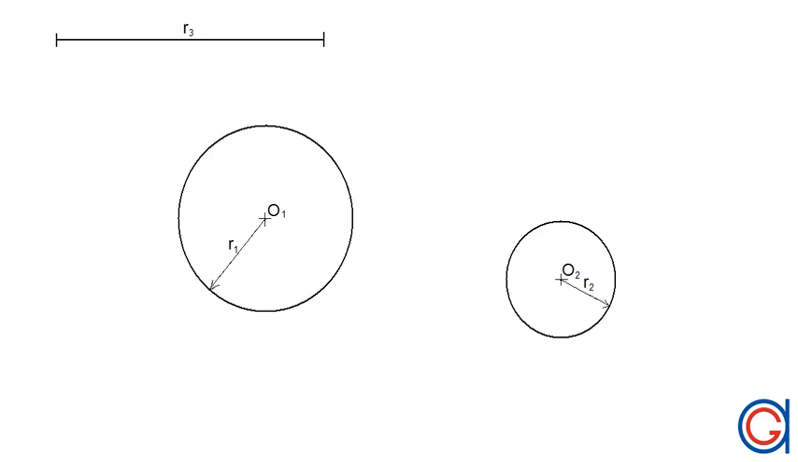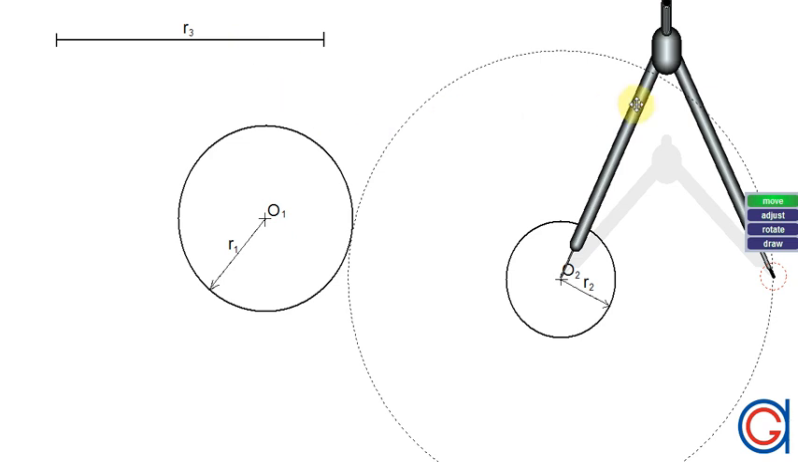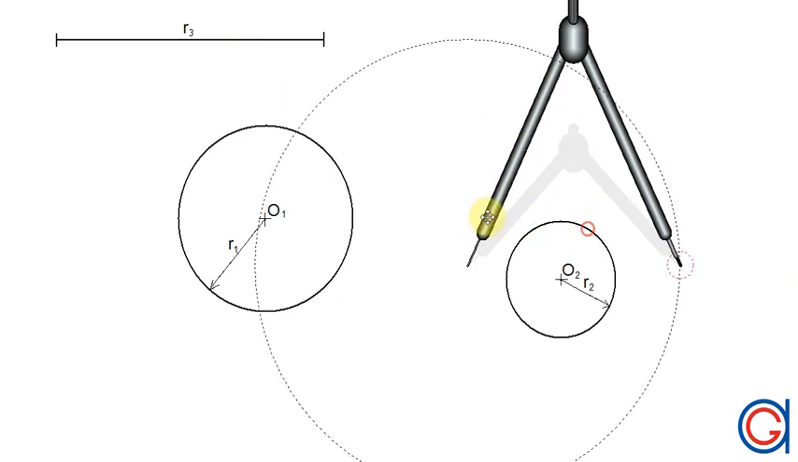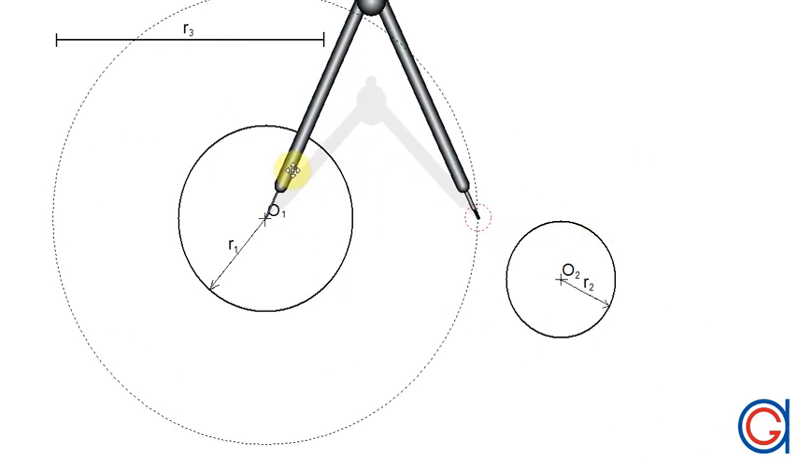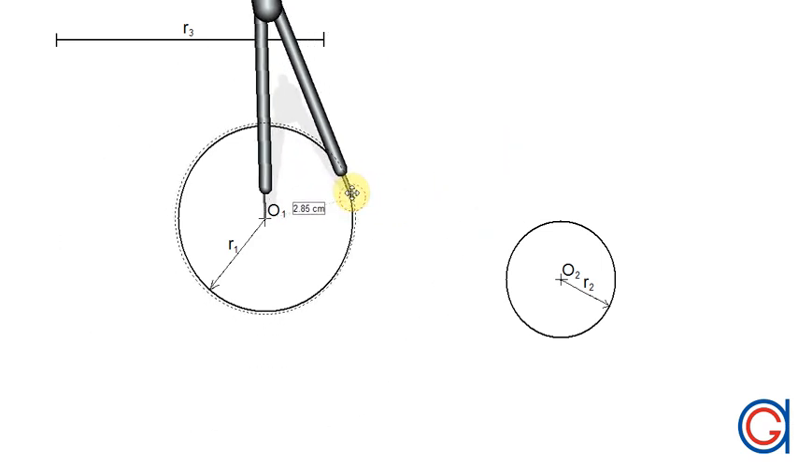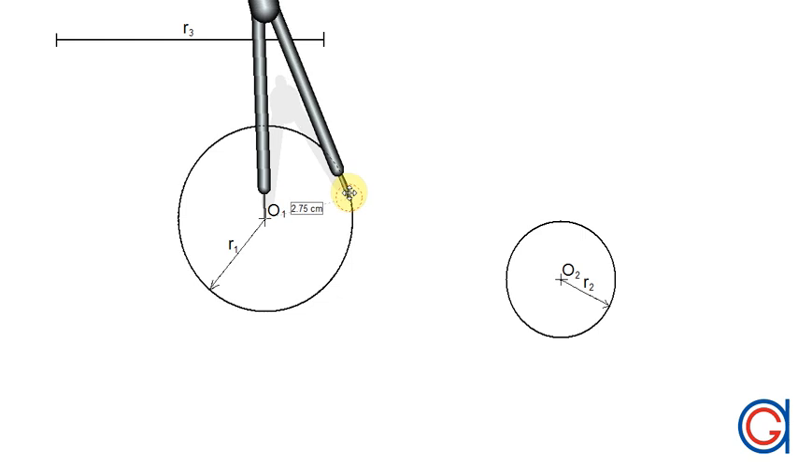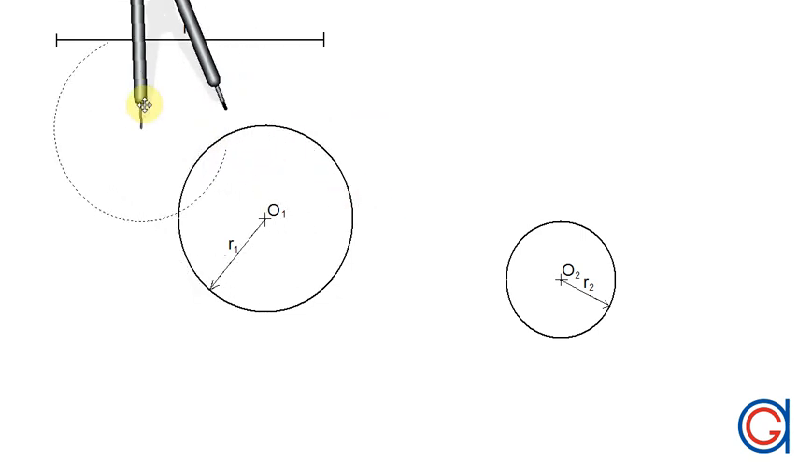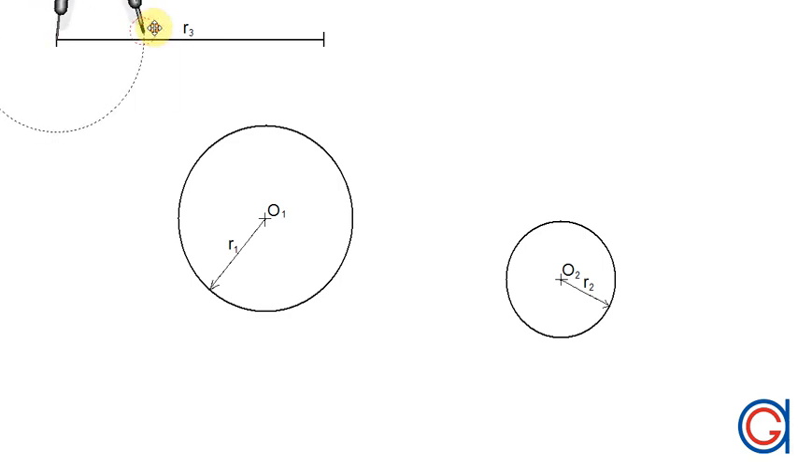So we are going to start by working out the subtraction R3 minus R1 and then R3 minus R2. So to do this, the first step is to set the compass to the radius R1 and transport it onto the given radius R3. So the remaining length is R3 minus R1, as can be seen here.